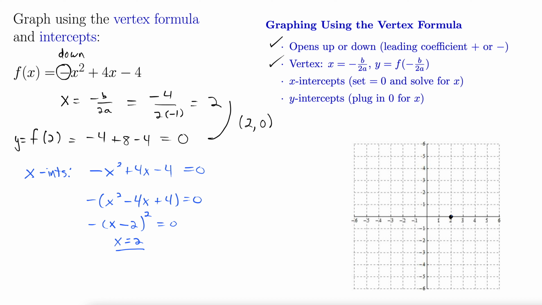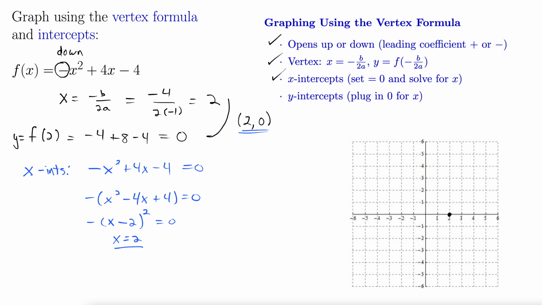So indeed, we only have one x-intercept, and it's right there. Well, how can a parabola only have one x-intercept? That happens when it touches the x-axis but does not cross it, when the vertex itself is right on the x-axis, which we already knew happened from when we found the vertex. So there's the x-intercept. Now let's move on to the y-intercept.